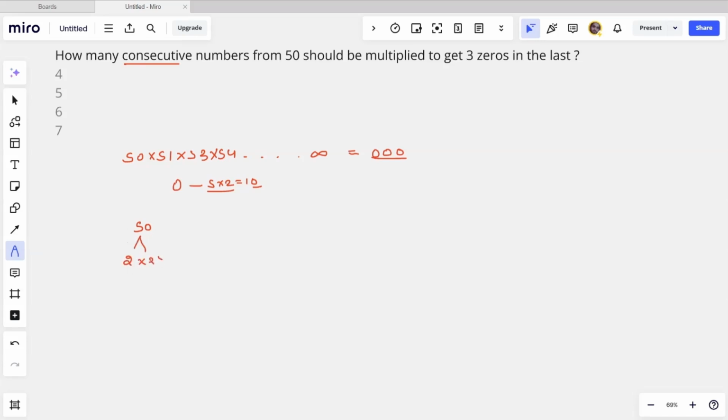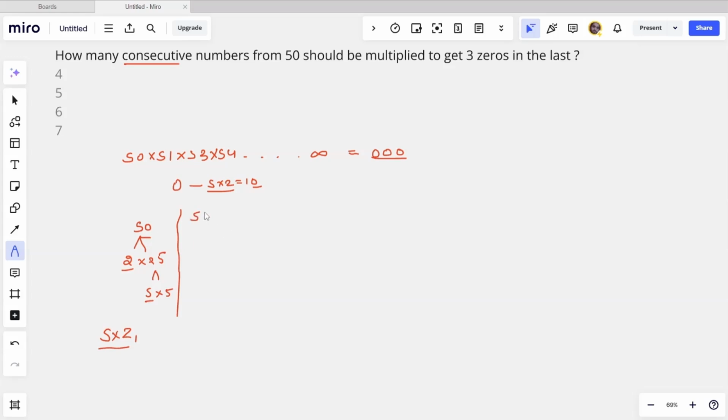So 2 into 25, this is prime, so we can't divide it further. But 25 is not a prime number, so we can divide it into 5 into 5. And as you can see, 5, 2, this is one pair. This is the prime factorization of this number. It means if the prime factorization contains one 2 and one 5, the number contains one 0. Okay, so as we can see, this number 50 contains 1 zero.